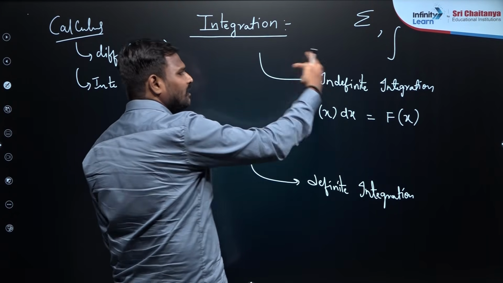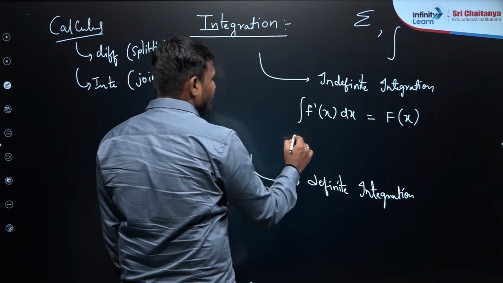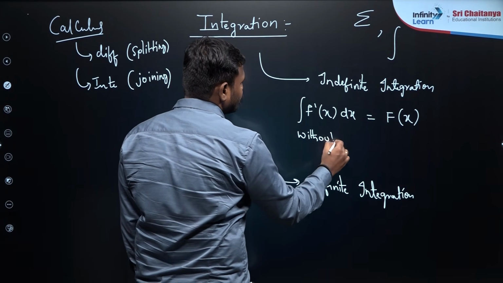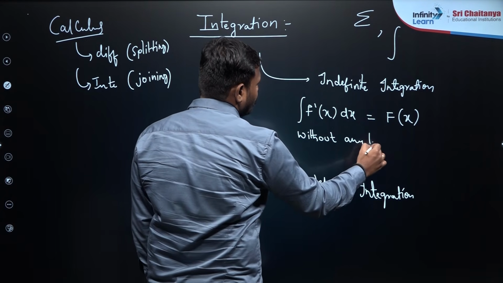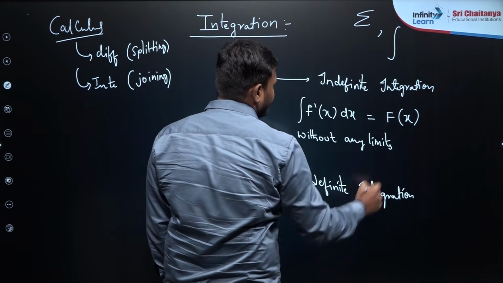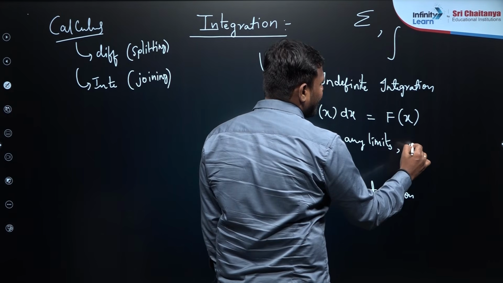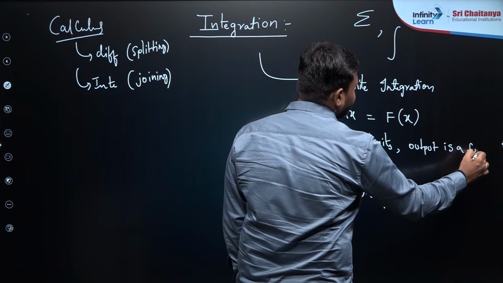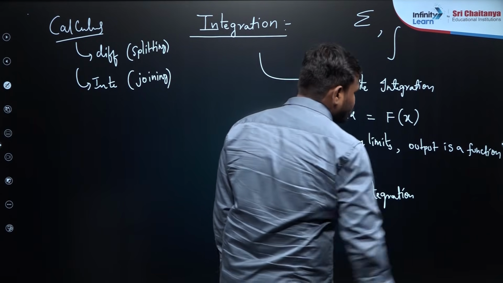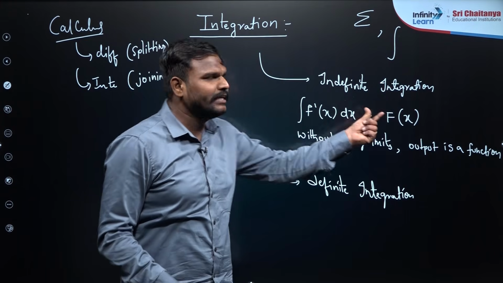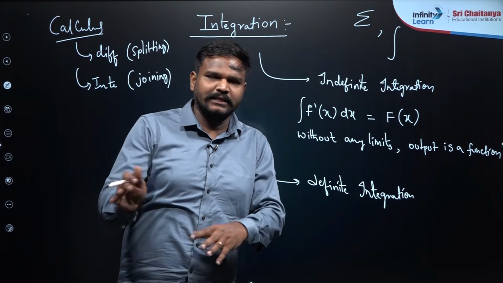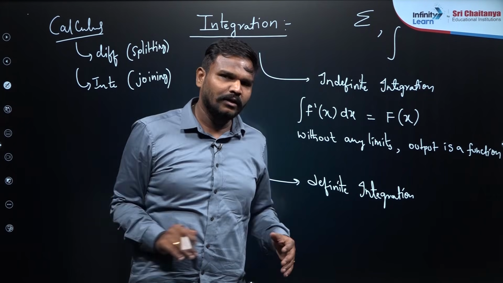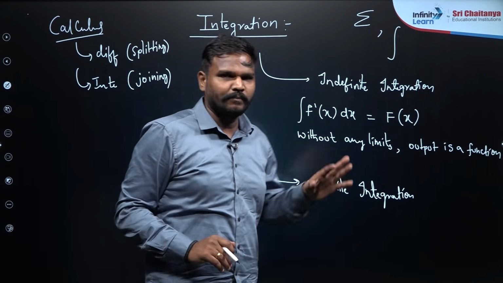The answer will be what? f of x. Here, without any limits, and the final answer, that is the output, is a function. Output is what? A function. That means there will still be variables, like 2x plus 3, 5x minus 6, or x square plus x cube. Like that there will be a function.